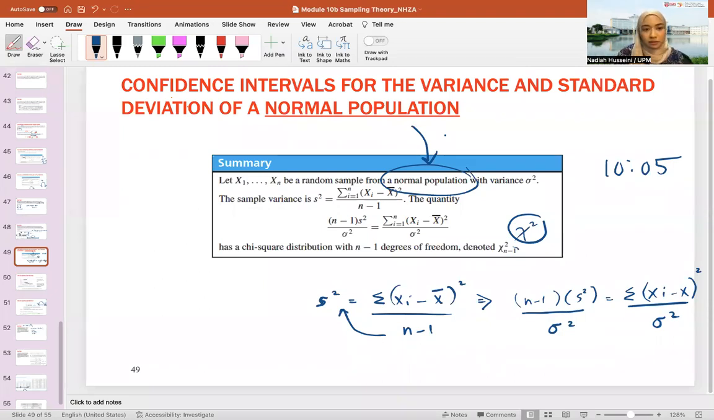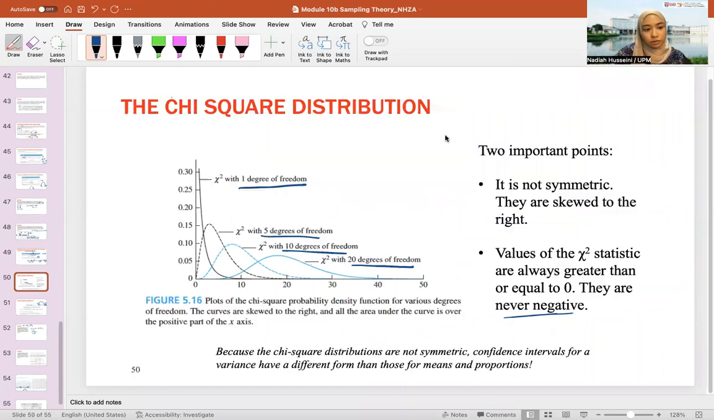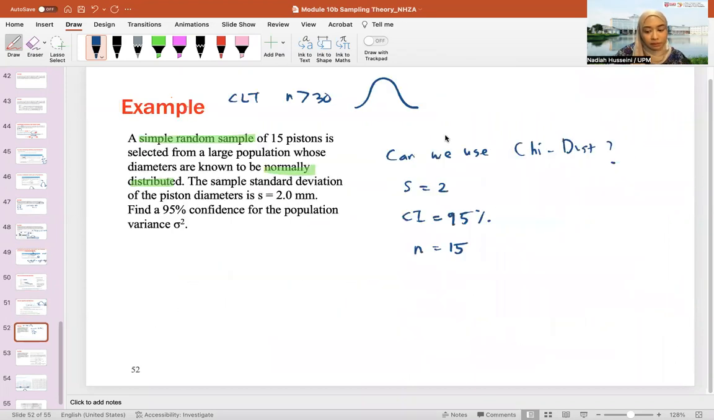Typically, variance and standard deviation is not a common question, but you still have to know how to use the chi-square distribution. Actually, I'm skipping the t distribution because it's just too much. We have not covered hypothesis testing yet. So the chi distribution we have to know. I'm skipping the t distribution. If you see that in the textbook, it's not going to be in the exam.